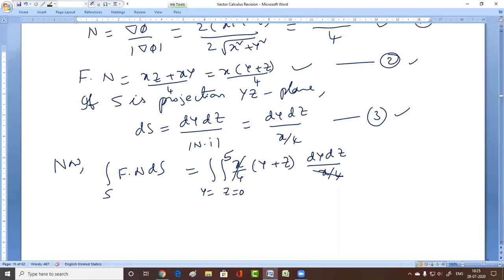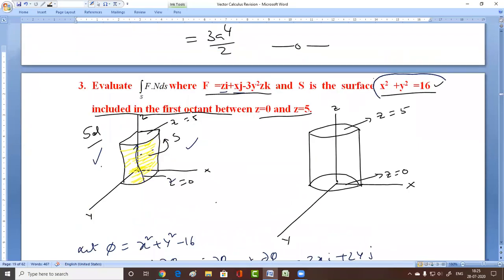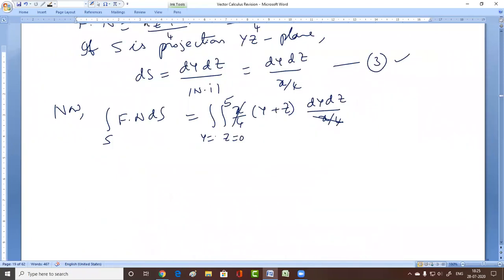Now observe this curve. From this curve, in the YZ plane, the x coordinate is 0. This term is 0. Now y square equals 16, then y equals plus or minus 4. In the first octant, all are positive, so take 4 only. Already we discussed it: if the surface is in the first octant, the initial values are zeros, so y goes from 0 to 4 only. Up to this, is it clear? Now coming to integration.